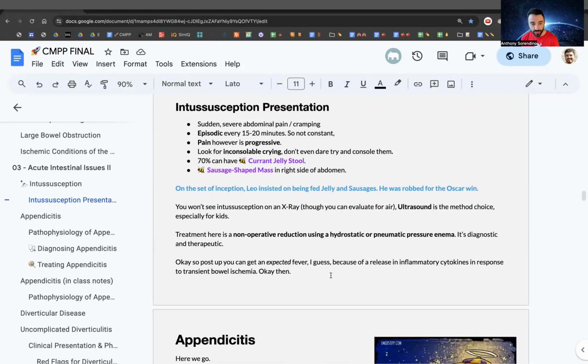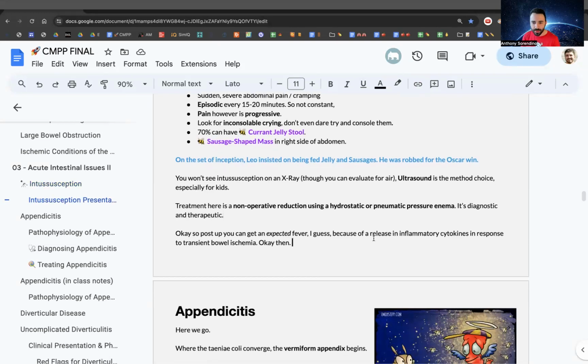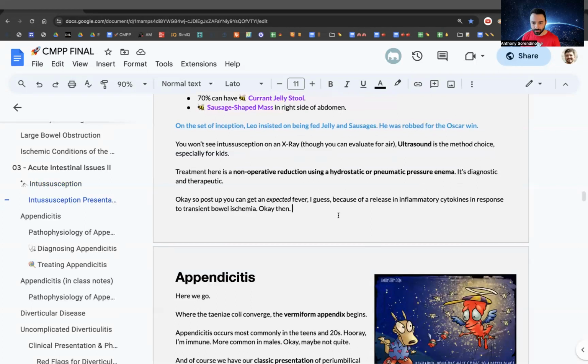Okay, you're not going to see this on an X-ray, but you can evaluate for air. Ultrasound is the method of choice, especially for kids. You know, we don't want to give them unneeded radiation. The treatment here is kind of interesting. It's a non-operative reduction using a hydrostatic or pneumatic pressure enema. And I think there's like saline involved in that. So that's pretty interesting. And post-op, you can get an expected fever.